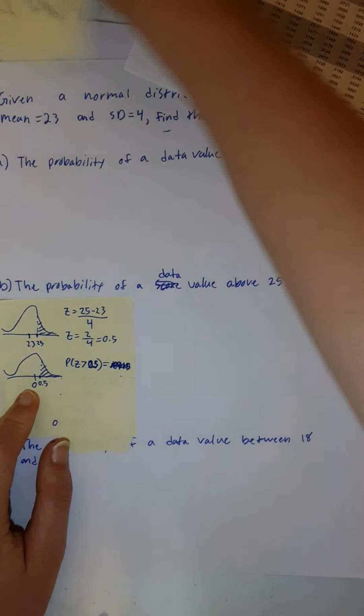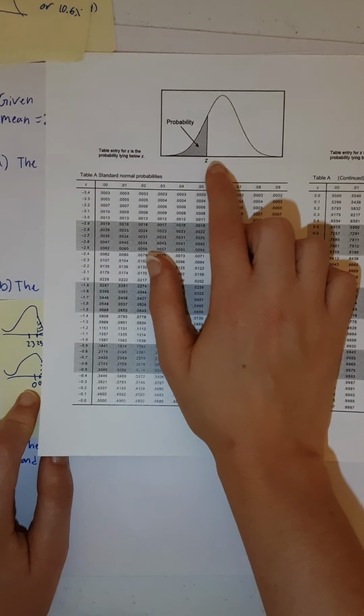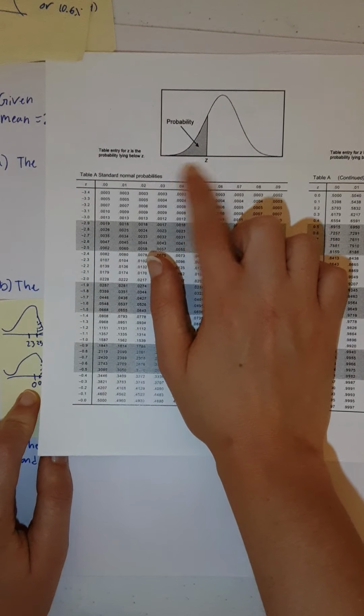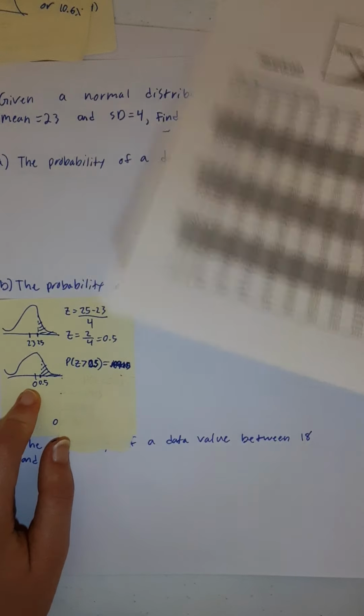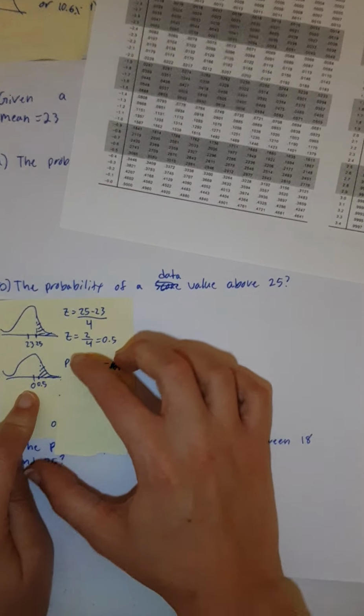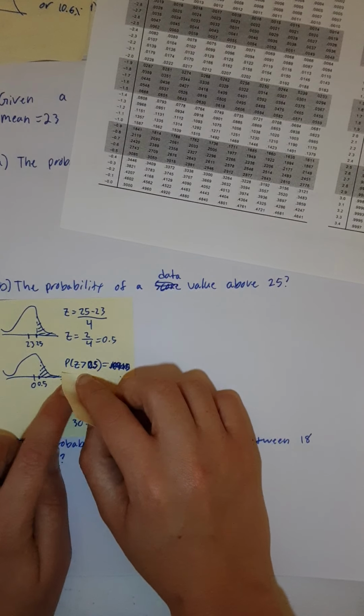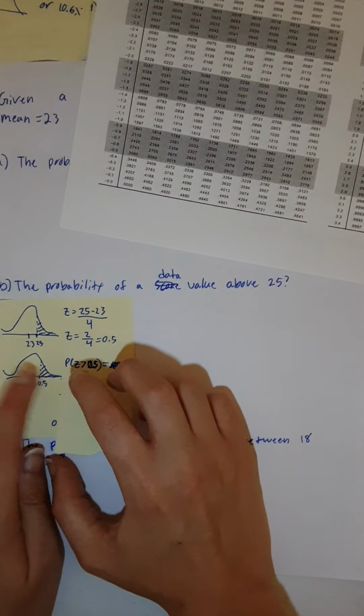That is exactly what we want to find, but we have to be careful. Our table is always giving us the probability of being below a number. You can see that with the shading at the top of the table. So we need to figure out how to find the probability of being above.